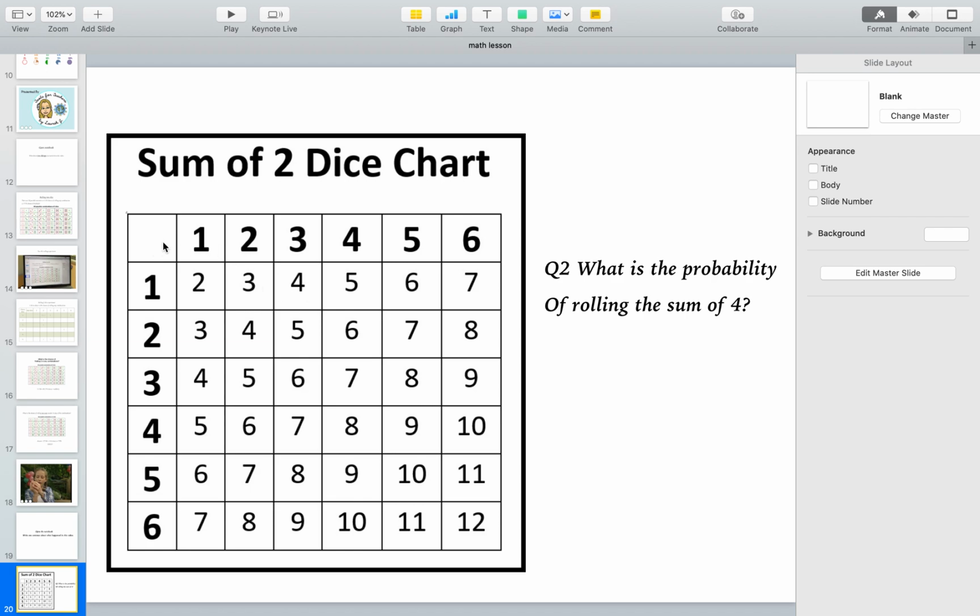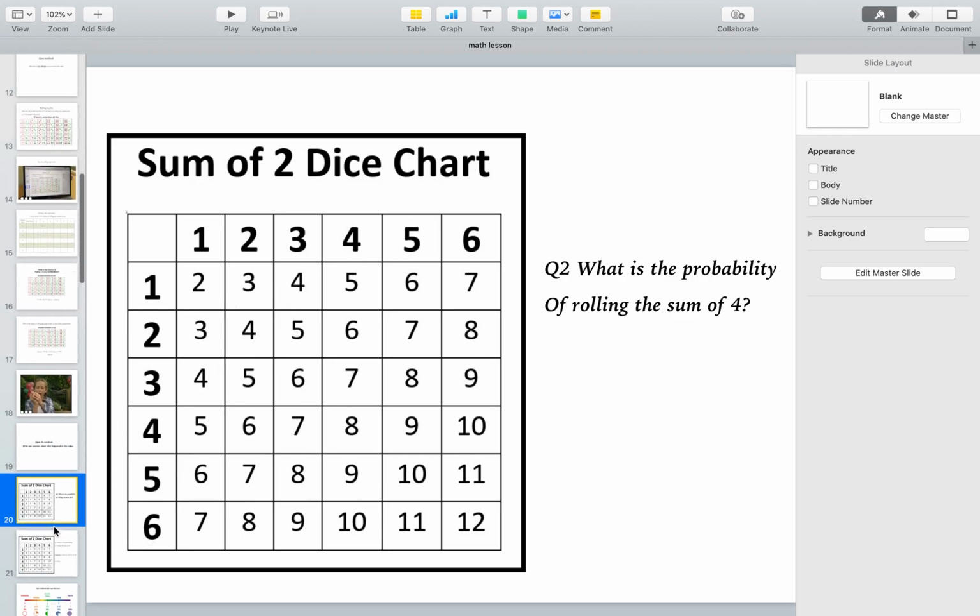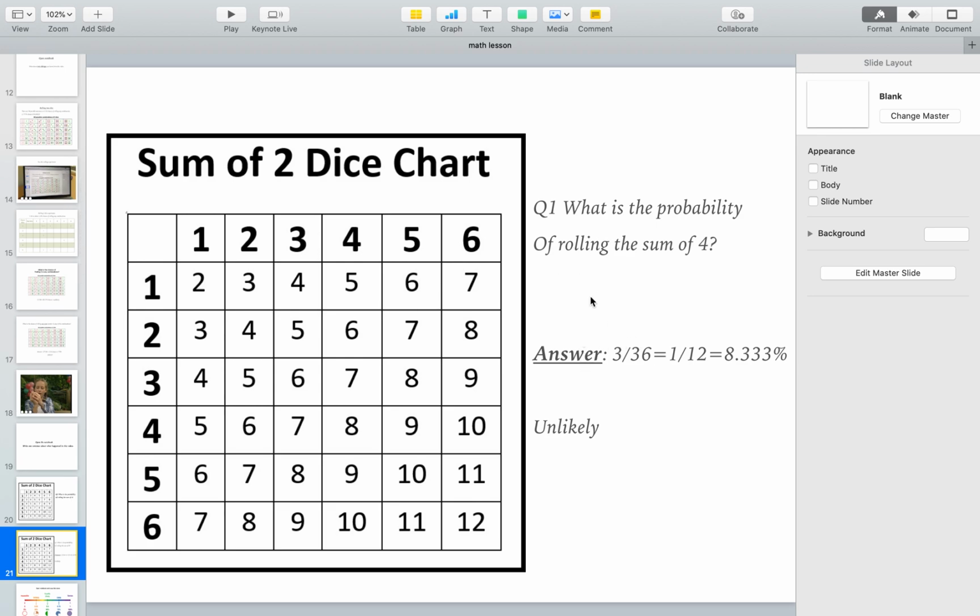So these are our dice. This is one dice, 1, 2, 3, 4, 5, 6. This is another, 1, 2, 3, 4, 5, 6. So if we roll the sum of 4, we would have to get any of these combinations. So 3 and 1, that's 4, or 2 and 2, that's 4, or 1 and 3, again, 4. So you can see that there are 3 possibilities.